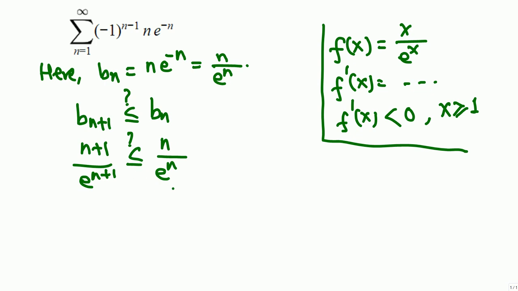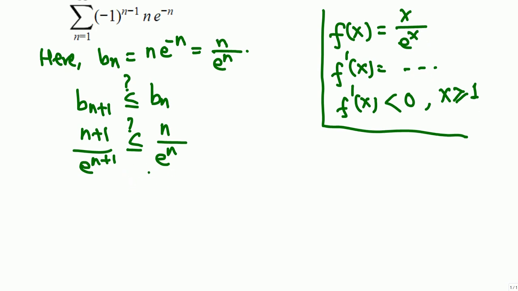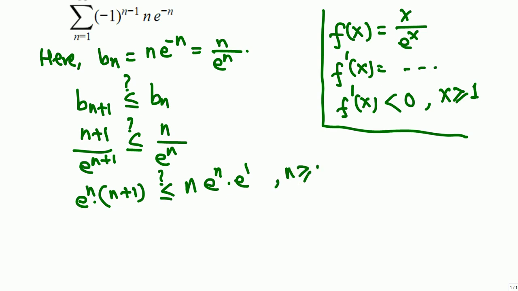It's not easy to see, so let's cross multiply. So e^n times (n+1) is less than or equal to e^n times n times e, because e^(n+1) is the same as e^n times e^1. I'm just writing n times e^(n+1) in this way, and e^n is always positive, this is true for all n bigger than or equal to 1. Then we can divide both sides by e^n and cancel e^n.